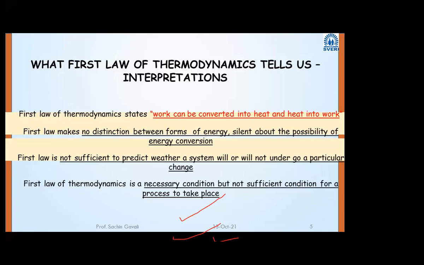So all natural processes happen in only one direction, from high to low. Similarly, wind flows from high pressure to low pressure; from low pressure to high pressure, it cannot flow. So all natural processes happen in only one direction, and the reverse of them is not possible. These limitations are not spoken about by the first law of thermodynamics. Now here in our class notes, we will go to the class notes.